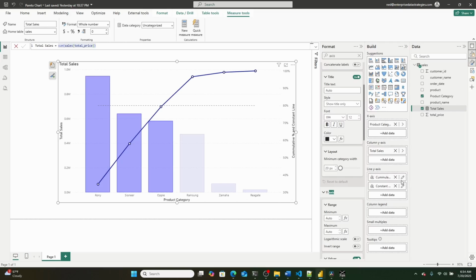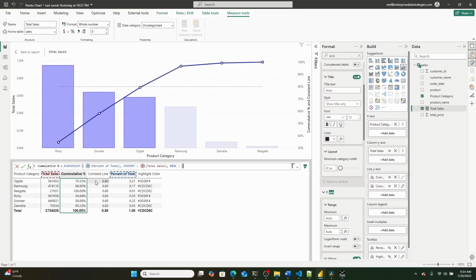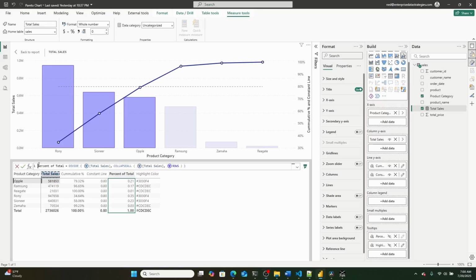Now for the fun part, visual calculations. If I go into our visual calculations, as you can see, there are 1, 2, 3, and 4 visual calculations that are building this line graph. The first important visual calculation that we have is this percent of total. Now, this is taking the row total sales value and dividing it by the total sum of all the rows. The next most important visual calculation is the cumulative percent, which is a running sum of that percent of total visual calc ordered by total sales descending. So this is what's producing this cumulative line graph.